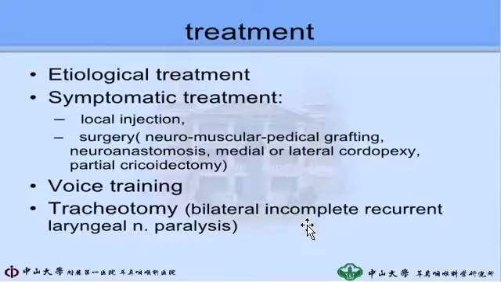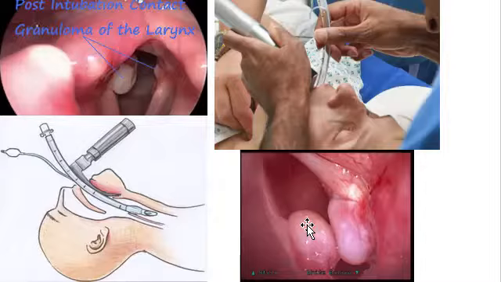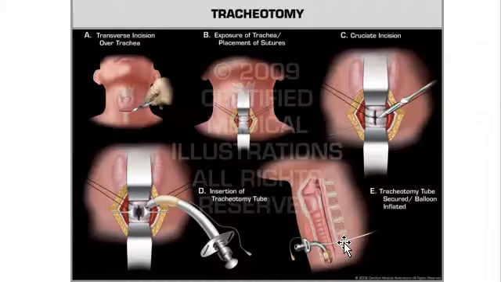The treatment can be etiological and symptomatic. Symptomatic treatment includes local injection and surgery, voice training, and sometimes tracheotomy. In that slide you can see the post-intubation contact granuloma of the larynx. It happens after a long-term period of leaving the intubation tube in the laryngeal rima glottidis.